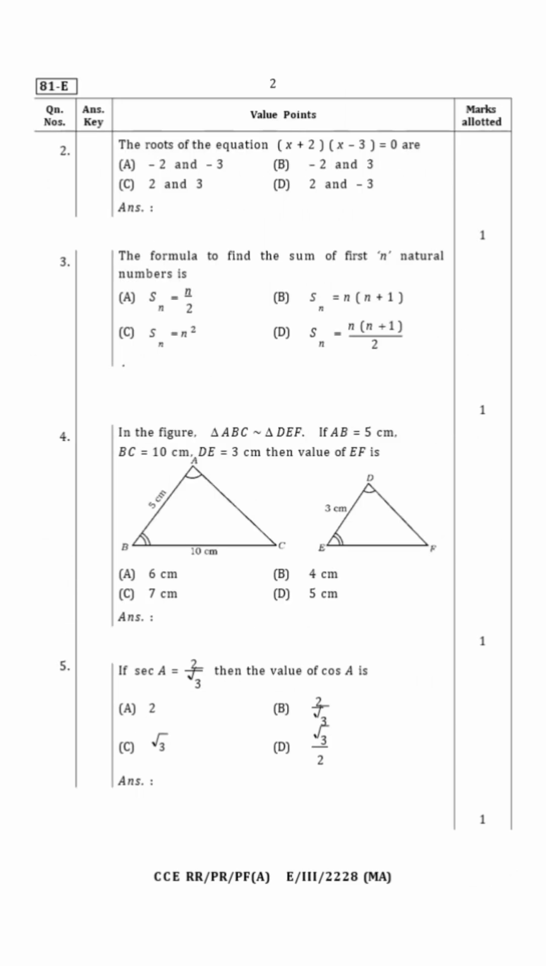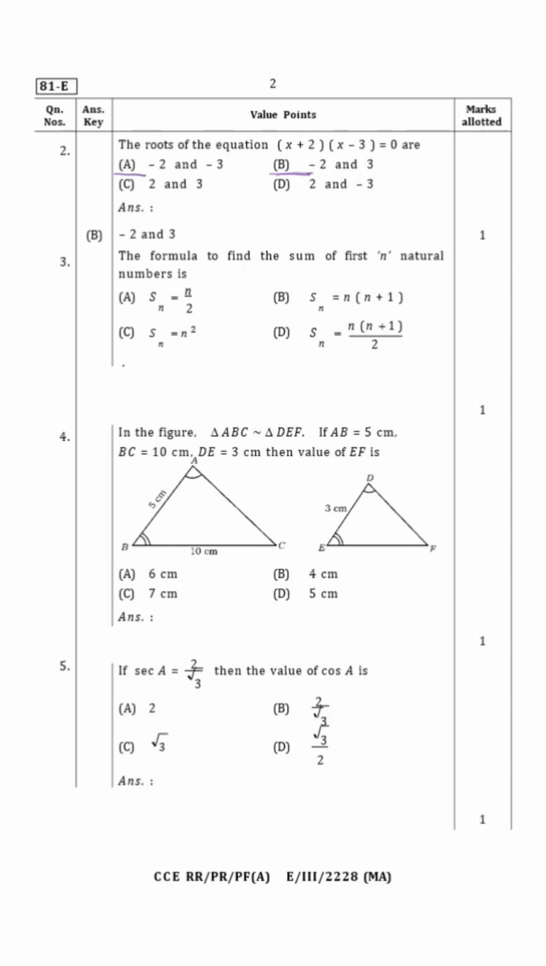Now the second question. The roots of the equation (x plus 2) into (x minus 3) is equal to 0 are. The question is taken from the chapter quadratic equations. Here x plus 2 is equal to 0 or x minus 3 is equal to 0. So x plus 2 is equal to 0 means x is equal to negative of 2. Option A and option B contain negative of 2. x minus 3 is equal to 0, so x is equal to 3. So option B, negative of 2 and 3, is correct.